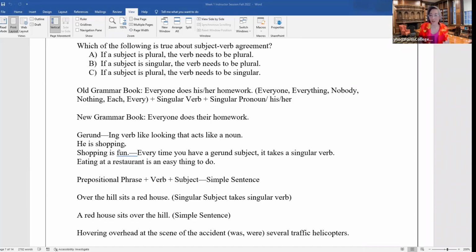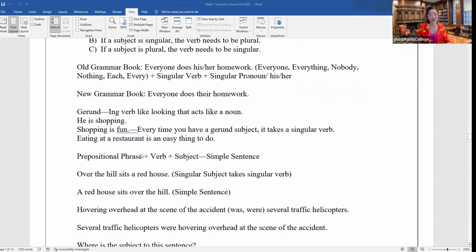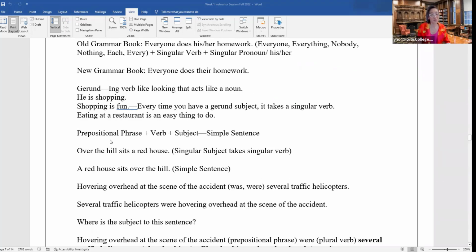And in their own language, they can hear if somebody is saying a grammar mistake. But anyway, when you have a gerund subject, you take a singular verb. So that's something you have to remember. Eating at a restaurant is an easy thing to do. And not during the pandemic, but that's a whole other topic. So when you have a prepositional phrase plus verb plus subject, that is a simple sentence.